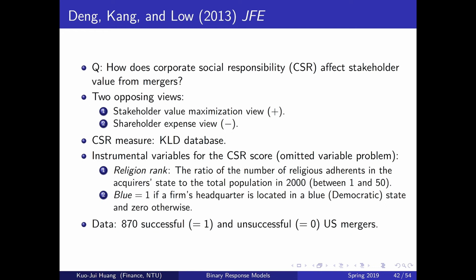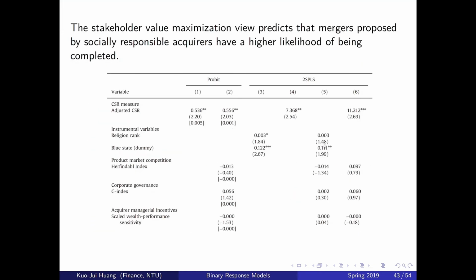The second instrumental variable is the blue, which is equal to 1 if a firm's headquarters is located in a blue, that is Democratic, state, and 0 otherwise. The authors use the data of 870 successful and unsuccessful US mergers. This table shows the probit regression results of the effect of CSR on the success rate of mergers.